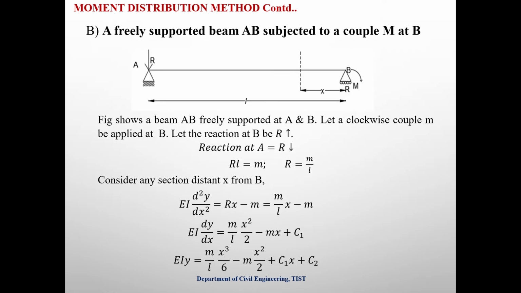The next case is a freely supported beam AB subjected to a couple M at B. This figure shows a beam AB freely supported at A and B. Let a clockwise couple M be applied at B. Let the reaction at B be R. Since this is a simply supported beam, we can calculate the reactions by using the equations of equilibrium. By using those equations, we will get R is equal to M by L.